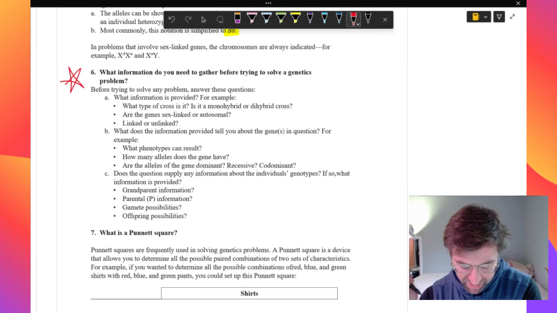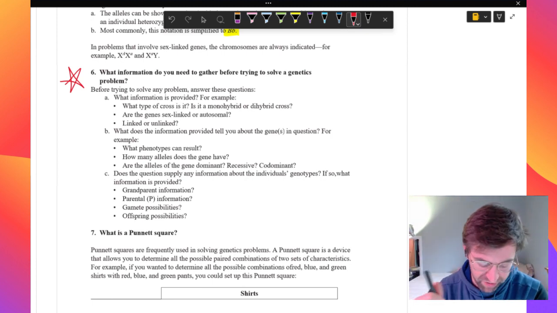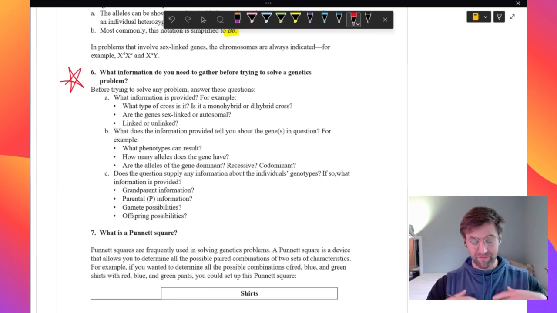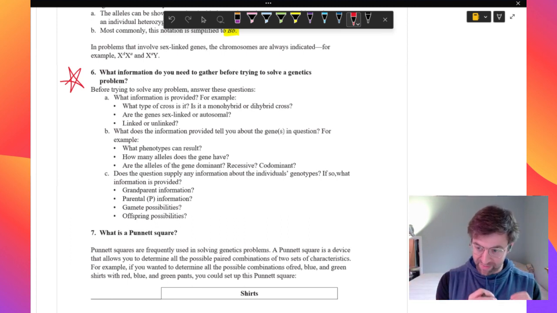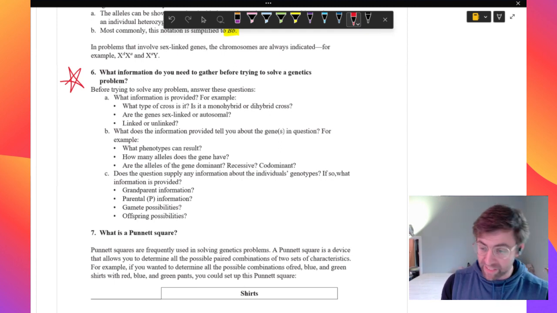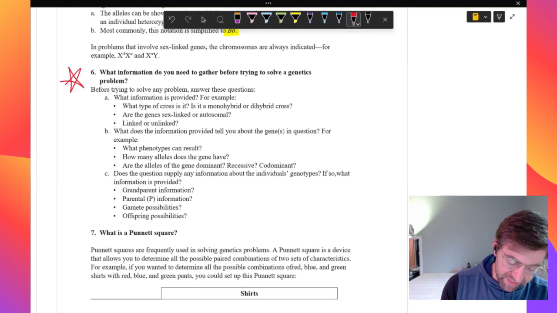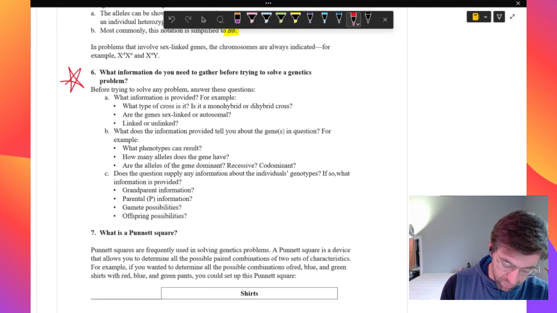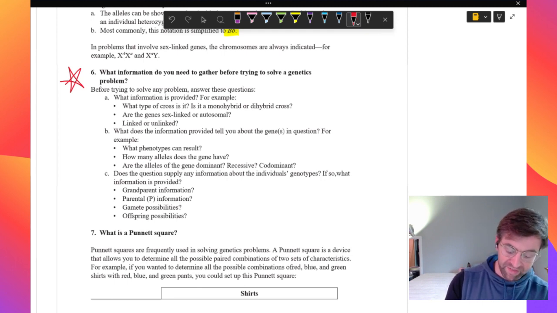What does the information provided tell you about the genes in question? For example, what phenotypes can result? Phenotype being what is expressed versus genotype, what alleles are present. How many alleles does the gene have? Are the alleles of the gene dominant, recessive, codominant, etc.? Does the question supply any information about the individual's genotypes? And if so, what information is provided? Grandparent information, parental information, gamete possibilities, offspring possibilities.